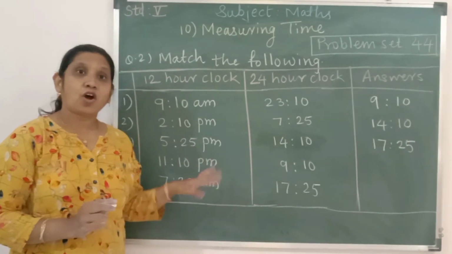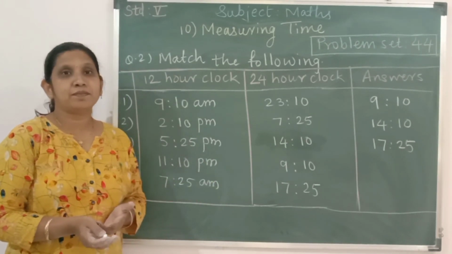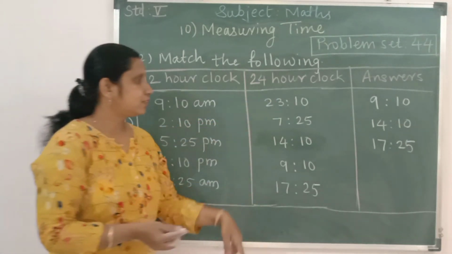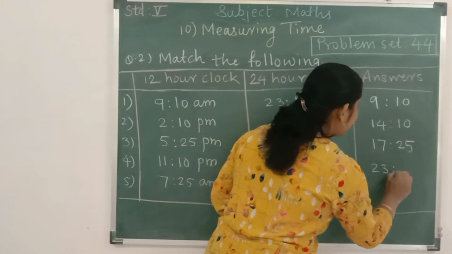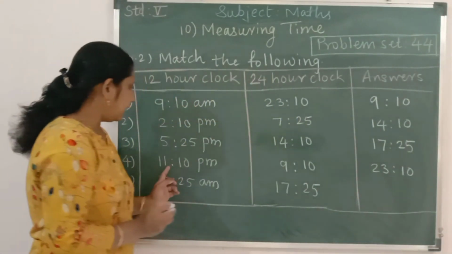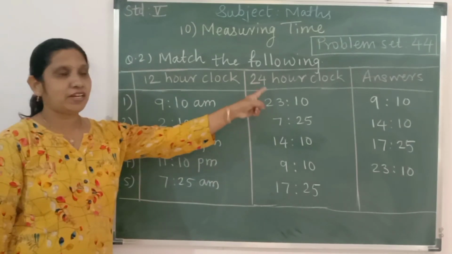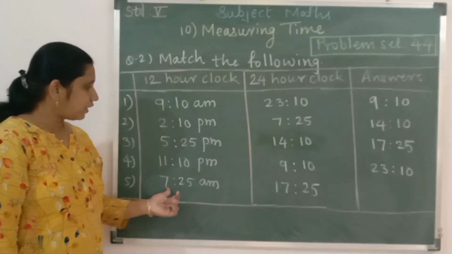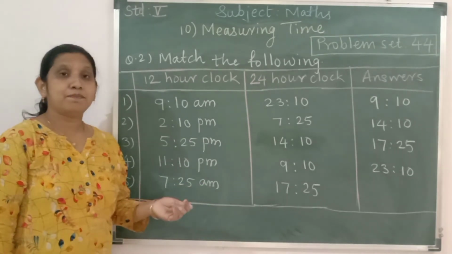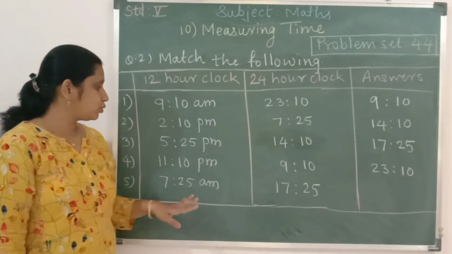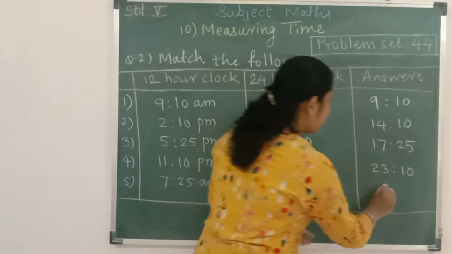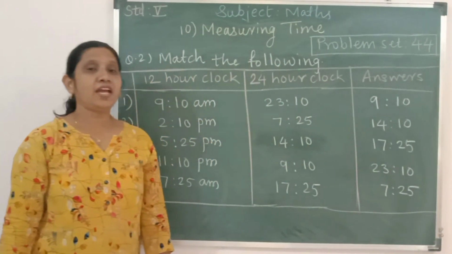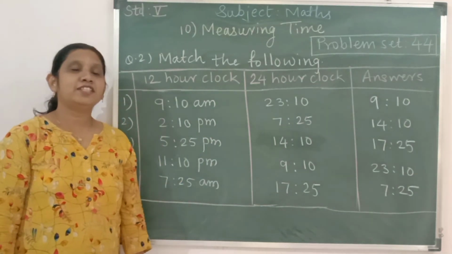11:10 p.m. Of course it is also post meridian, means after 12 noon. So 11 means 23. So this will be the correct answer for 11:10 p.m. That is, as per 24-hour clock, it is 23 hours 10 minutes. Now 7:25 a.m. means anti-meridian, before 12 noon. So it will remain as it is. That is 7 hour 25 minutes. Okay. So this is how we have solved this question number 2.